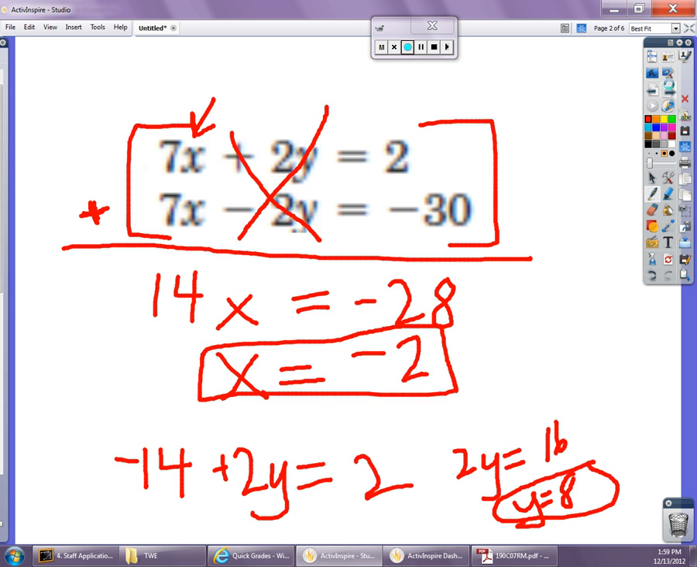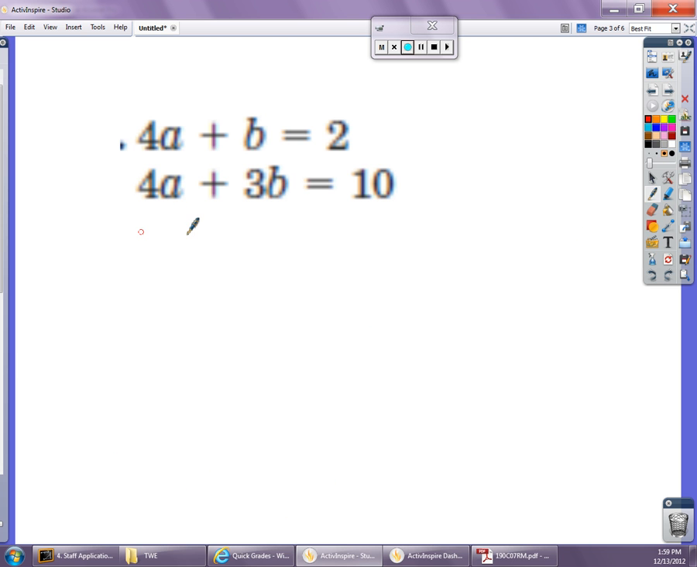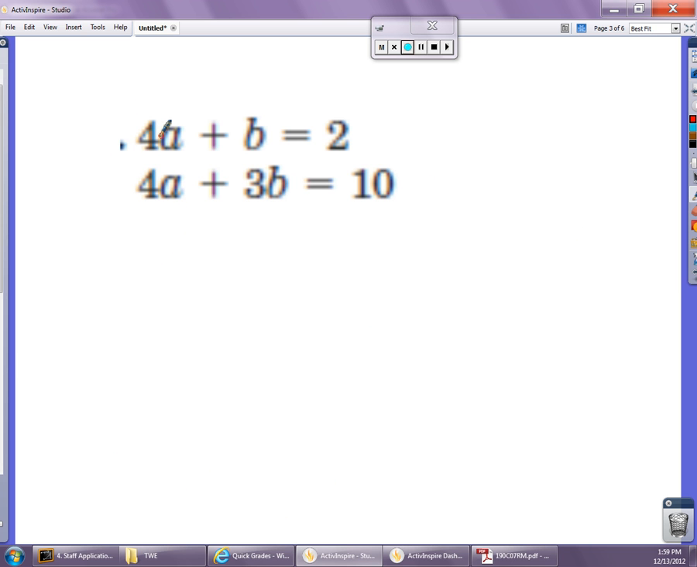Here's another one. Here you see that we don't have any opposites, but we do have two of the same: 4a and 4a. So what I'm going to do is multiply one of the entire equations by negative 1. When you do that, you end up with negative 4a, negative 3b, and negative 10. Now I'm going to erase that so we don't get confused. Now that I have opposites, I'm going to add them.